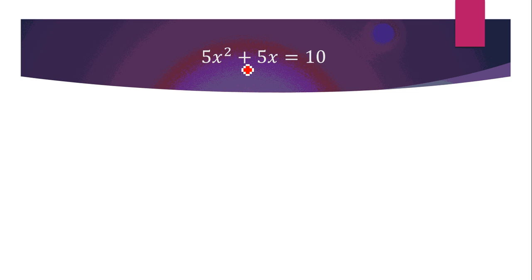So in this problem, notice we have a 5x squared plus 5x and an equal sign and a 10. Before we attempt to solve this by factoring, we want to make sure that every piece is together on the same side so we can see what this problem looks like. So the first thing I would do is subtract 10 from both sides. Then I create the problem 5x squared plus 5x minus the 10 equals 0.